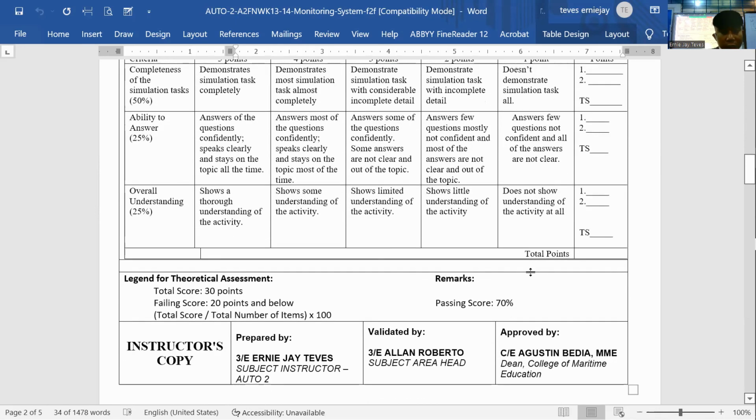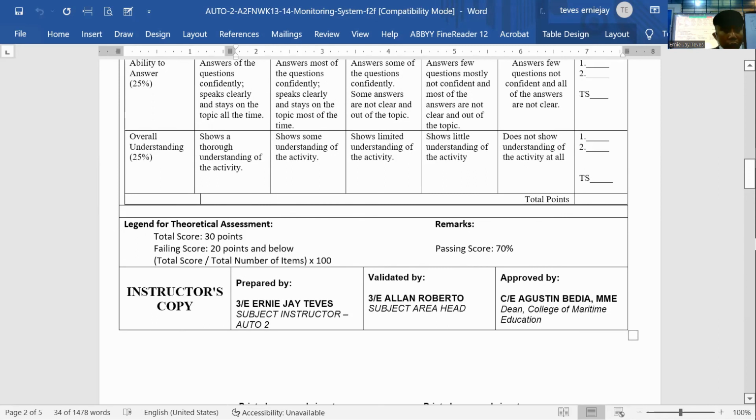Then the passing score is 70%. A failing score would be below 70%, that is 20 points and below. And for the passing score, 21 points and above. Okay. First, we're going to have a familiarization by batch 1 and batch 2. So later on, I will give you ample time to rehearse your simulation activity. So I will schedule you.